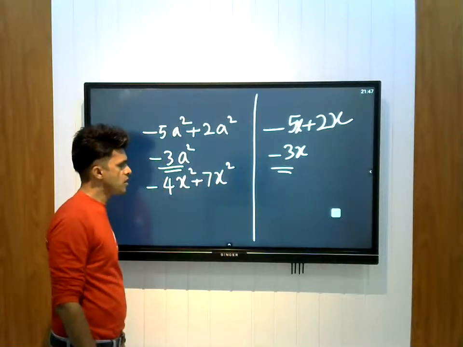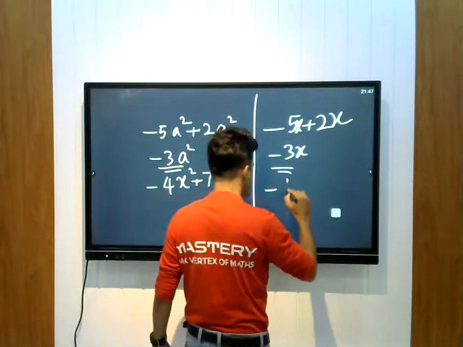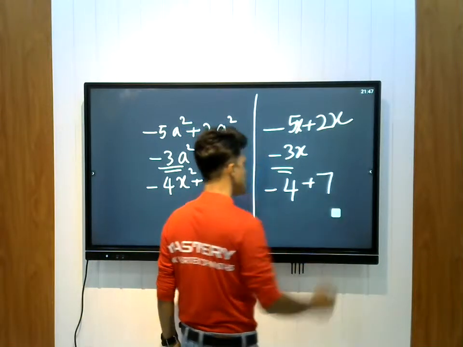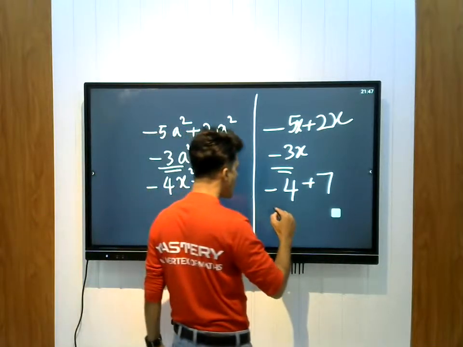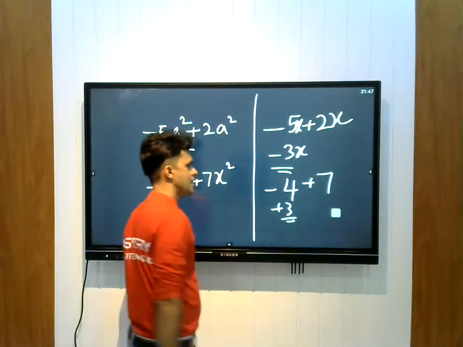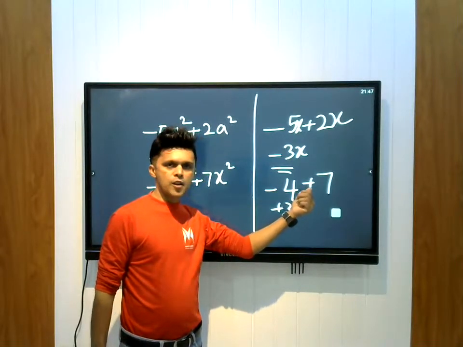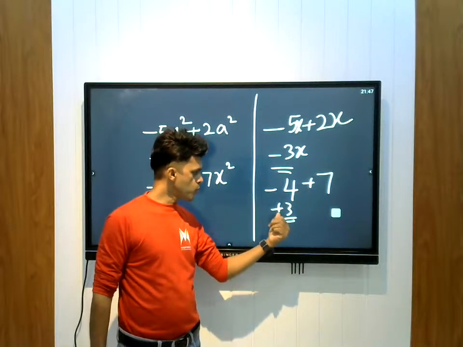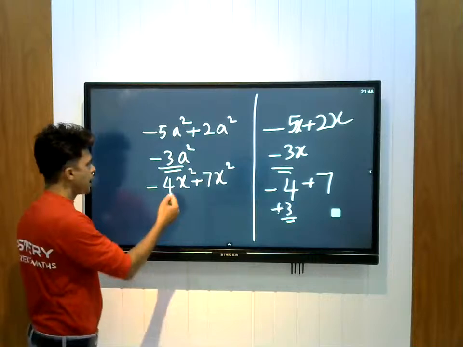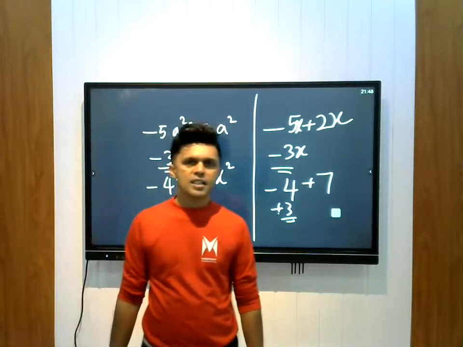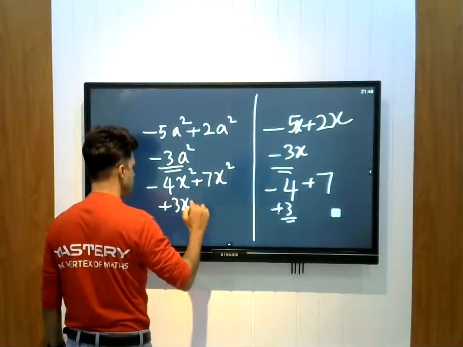Think of this one. Before doing this question, how can I do this one? Minus 4 plus 7. What is the answer? The answer is plus 3. Consider the greater digit, that is 7. The sign of the greater digit is positive, so put positive, then 7 minus 4 is 3. You learned about it. So minus 4x squared plus 7x squared, the answer is plus 3x squared.